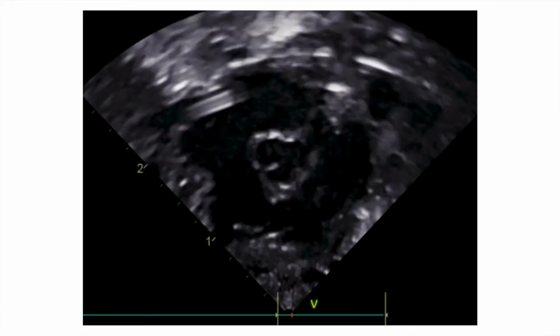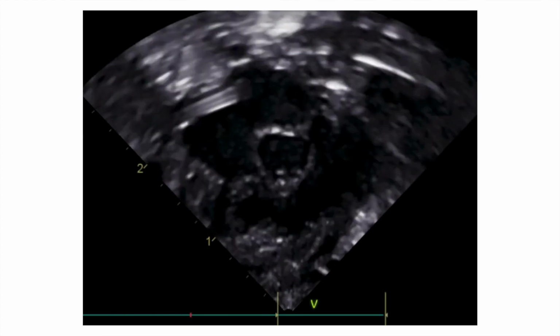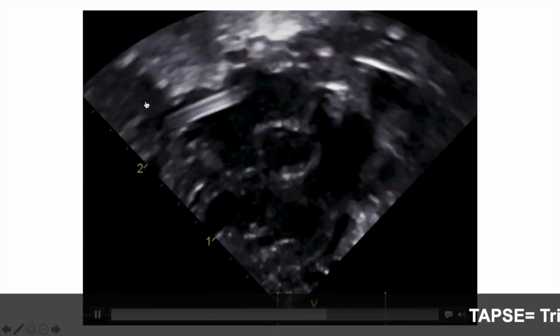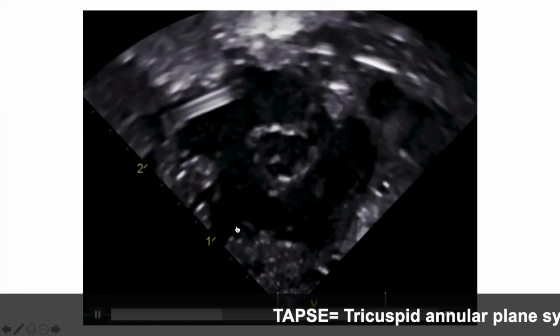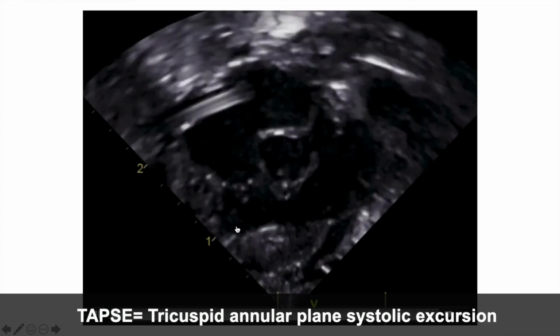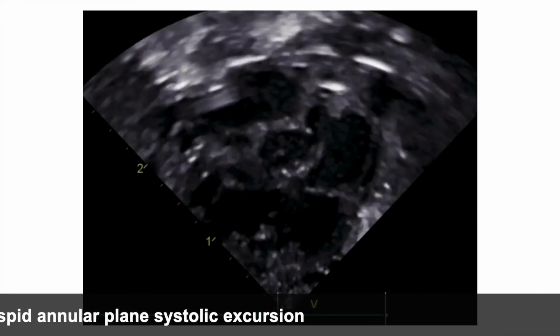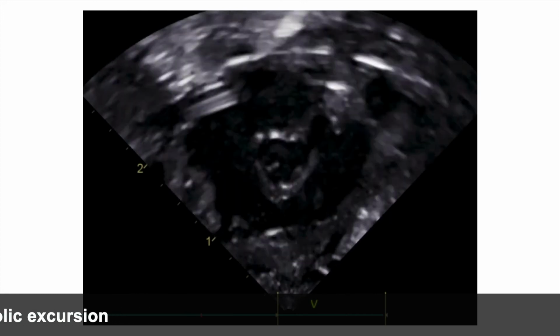Other things we can calculate from here is TAPSE. The same thing, we put the cursor through here and then we use M-mode to calculate the TAPSE. However, I'm not sure if it's validated through this view in neonates.